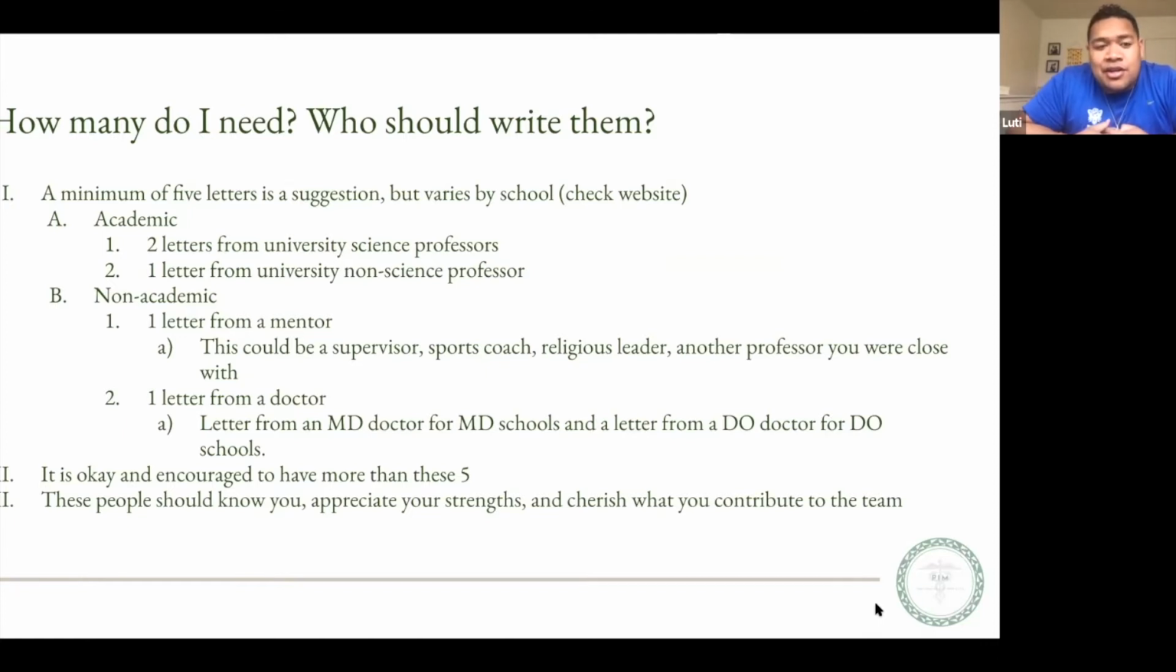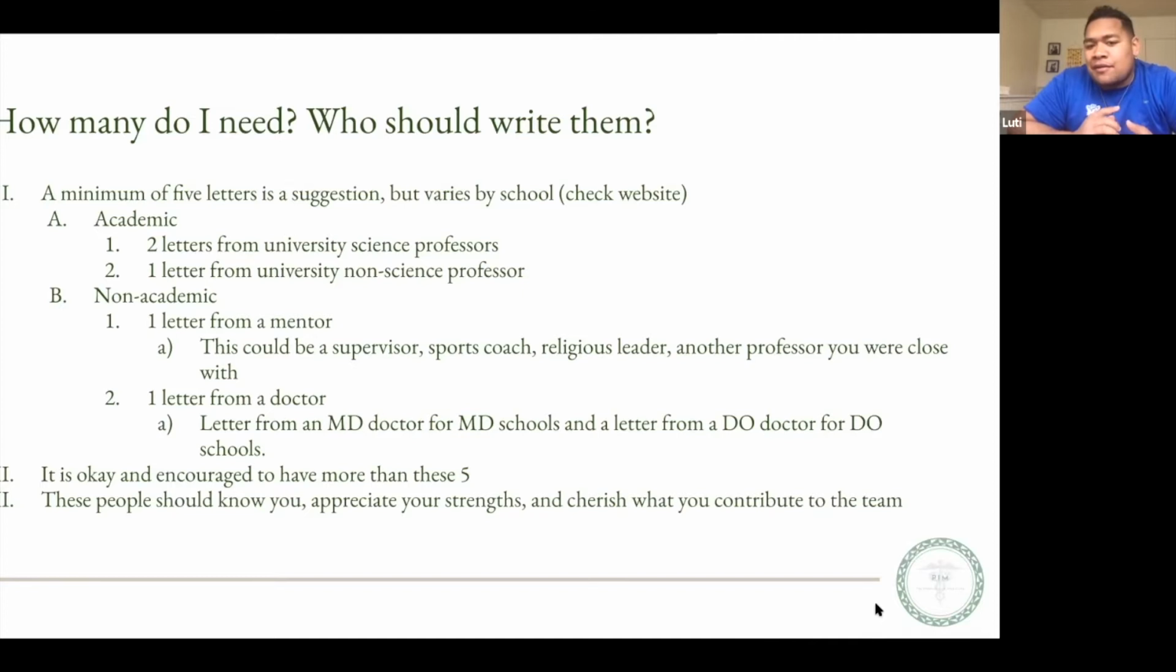The letters these should include, on the academic side, you'll need 2 letters from science professors. This could be chemistry, biology. I had one from a physics teacher. Generally just two from science professors. These two for me were my biochem teacher and my physics teacher, and then one letter from a university but non-science professor.